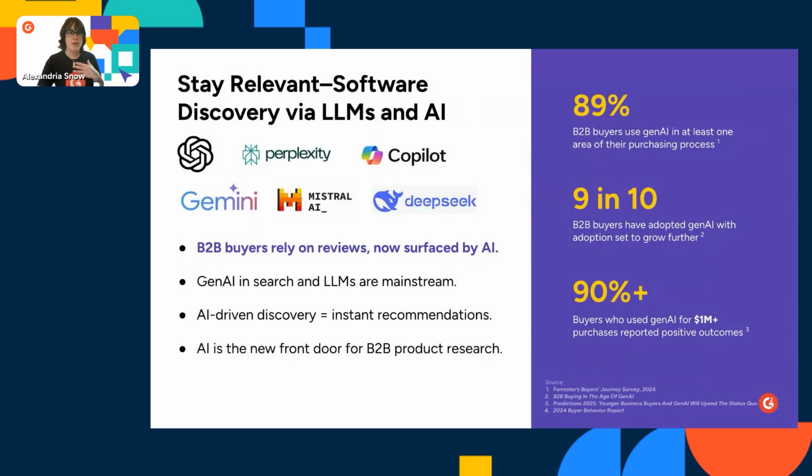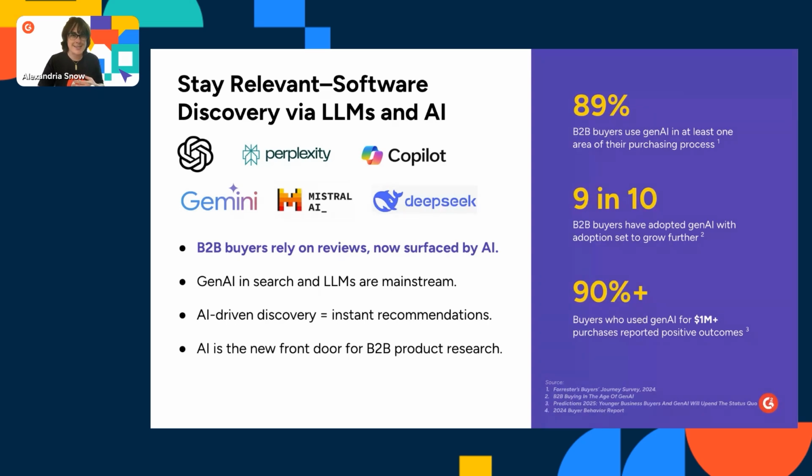And it's not just about how you show up on your profile, but it's also how you show up outside in the real world. And this is where we'll talk a little bit about LLMs, large language models, or generative AI. 89% of buyers are using generative AI in at least one area of their purchasing process, and 9 in 10 buyers have adopted generative AI, with adoption set to grow even further. So we're already at 90%. And if you think about it, 90% of those buyers who have used generative AI in a buying process of 100 million or more, they're reporting positive outcomes. So people are using LLMs. Now, why am I talking about LLMs right now when we're talking about profiles?